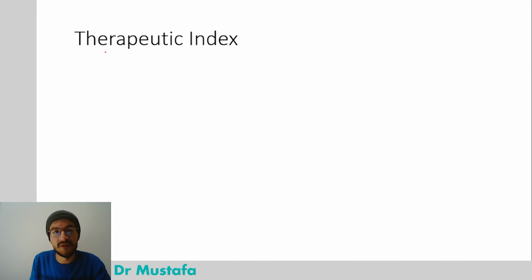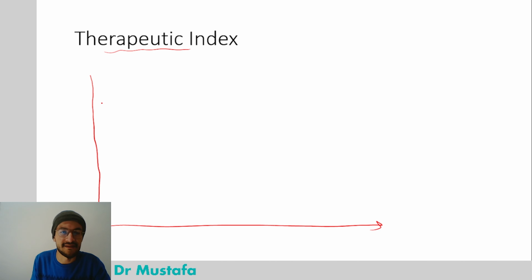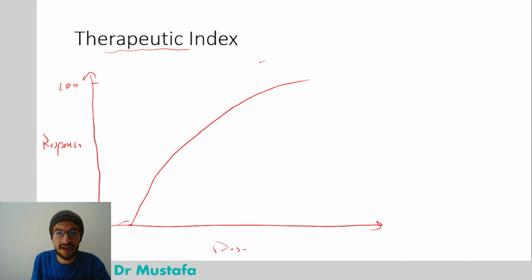Now let's explain the therapeutic index on the dose response curve. We have the vertical axis and the horizontal axis. The vertical is response and the horizontal is the dose. Let's say we start giving a drug and we start getting a response, and we reach here 100% of the response. So here we have the efficacy, or the drug response. But if we keep increasing the dose, we reach toxicity, meaning we start having a toxic effect of the drug, and it would increase with increasing the dose more.